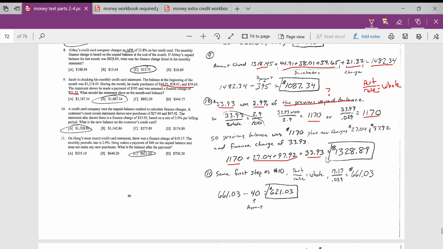Okay. Number 11, it's a similar type problem. It says in the most recent credit card statement there was a finance charge of $19.17. The monthly periodic rate is 2.9%.